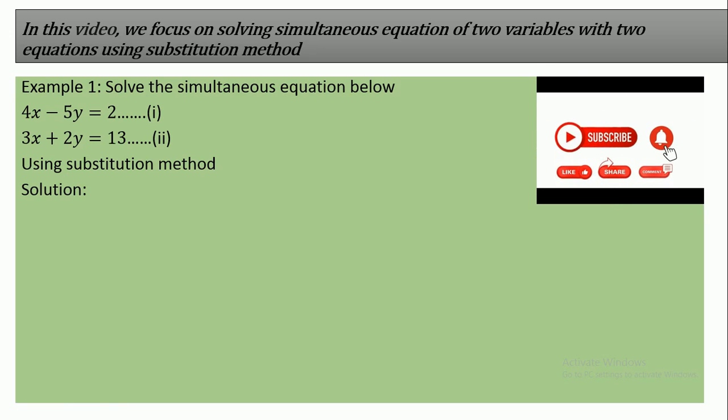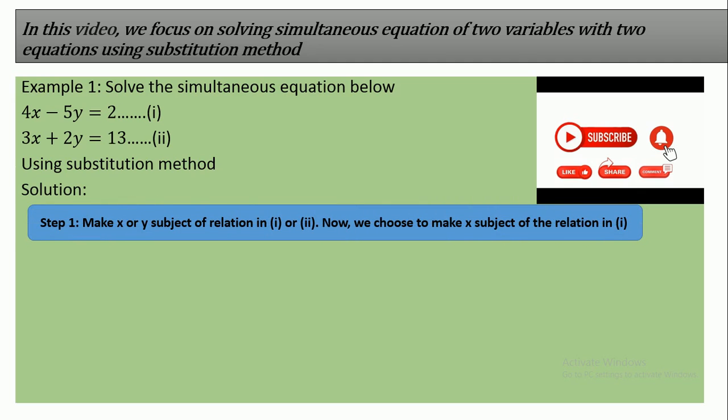How do we solve the simultaneous equation? The first step, in either of these equations, either equation 1 or equation 2, you make x or y the subject of the relation. So in this solution we choose to make x the subject of the relation in the first equation. So in the first equation, 4x minus 5y equals 2, when you make x the subject of the relation, by the time you collect this to the other side of the equation, you have x is equal to 2 plus 5y divided by 4. And this will be labeled as equation 3. Don't forget, the given equations are 1 and 2. So from equation 1, we make x the subject of the relation to get equation 3.